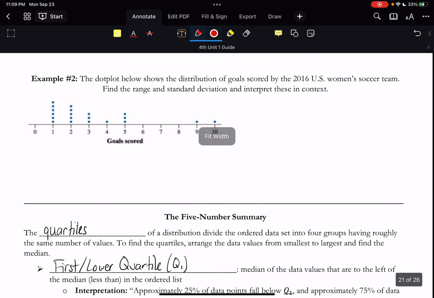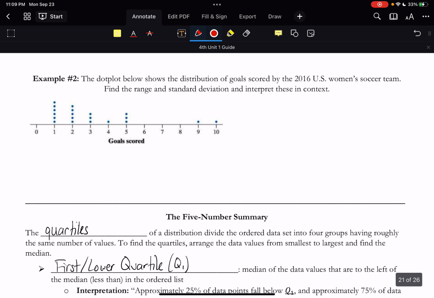Okay. So if I go ahead to now my dot plot, we looked at this in lesson 4, talking about the measures of center. So we found the mean and the median of the goals scored by the 2016 U.S. women's soccer team. So now we're going to find the range and the standard deviation and interpret them in context. All right, so I'm going to start with the range. So the range is not too difficult. Again, maximum minus minimum. So my maximum, looking at my dot plot, is 10. My minimum is 1, so 10 minus 1 is 9.